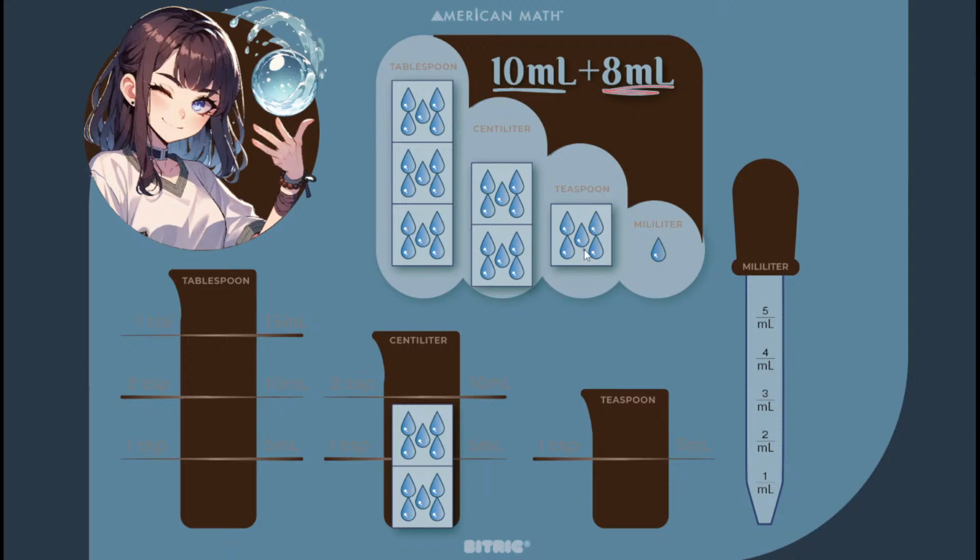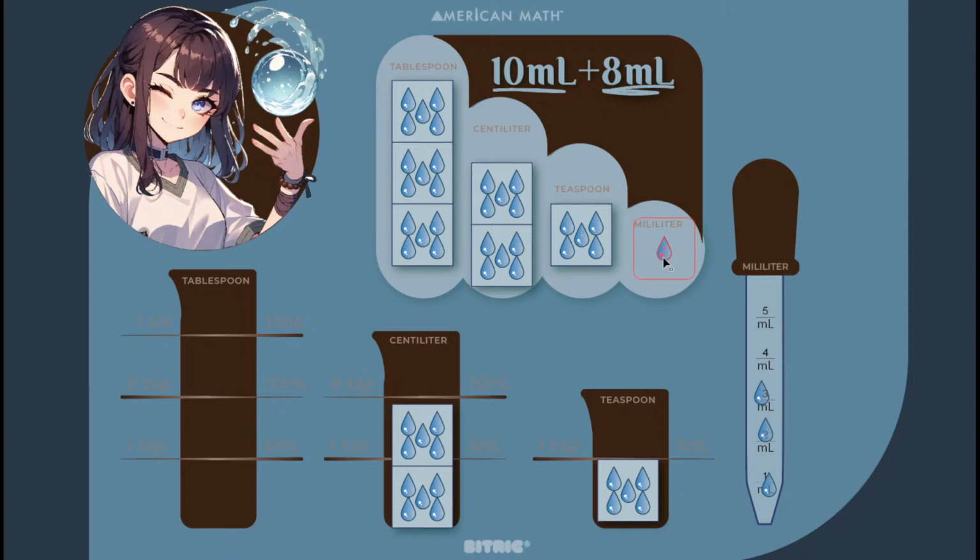So what we're going to do is drag a teaspoon into the teaspoon beaker. So that's 5 out of the 8, but we need 3 more milliliters. So what we're going to do is drag these individual milliliters into our dropper. 1, 2, 3. There we go.